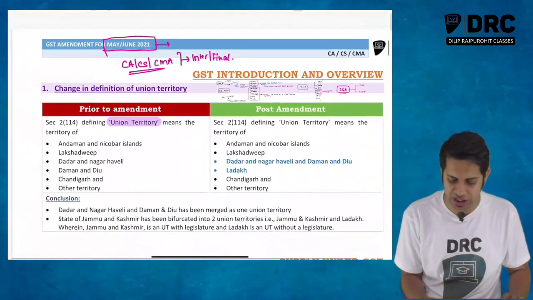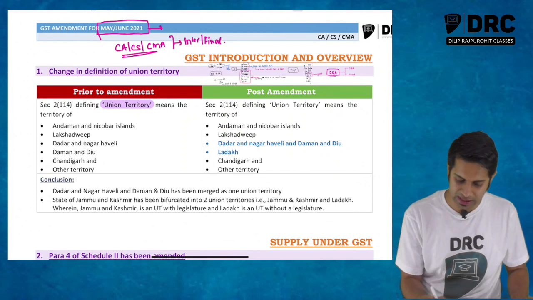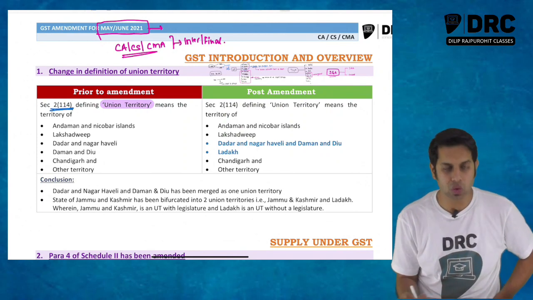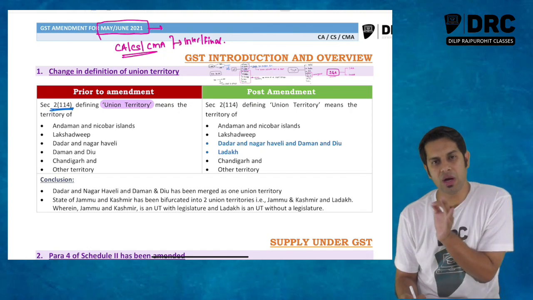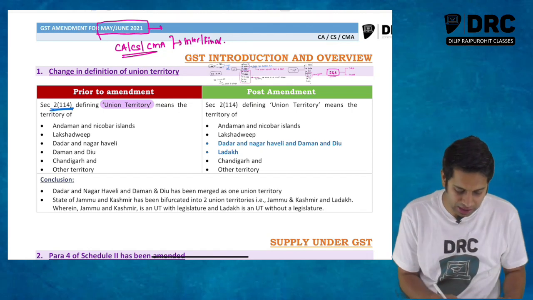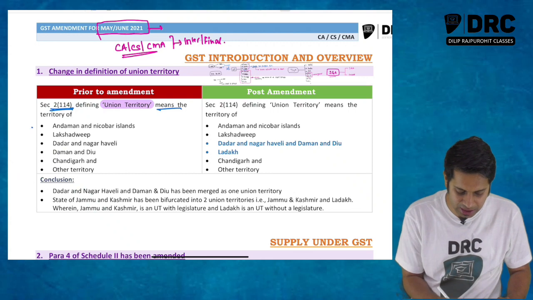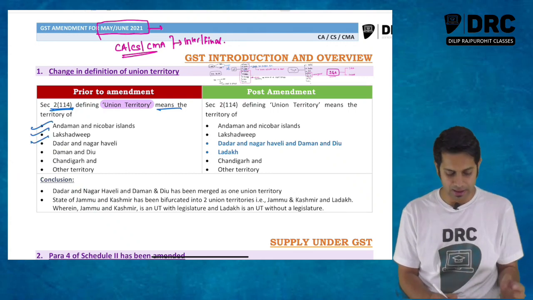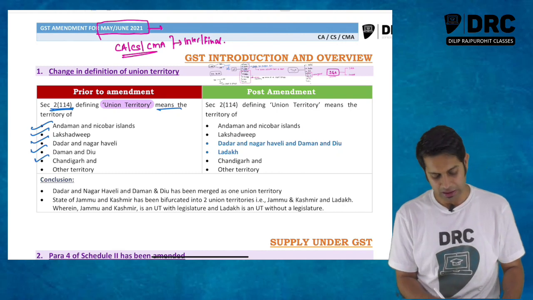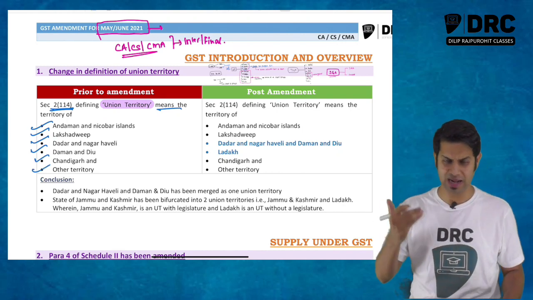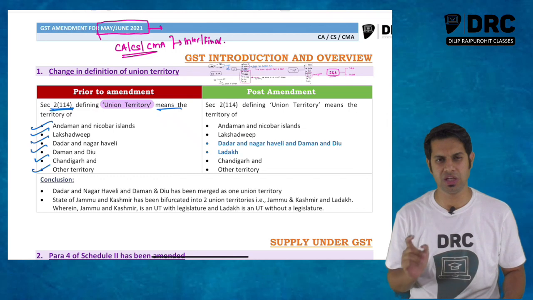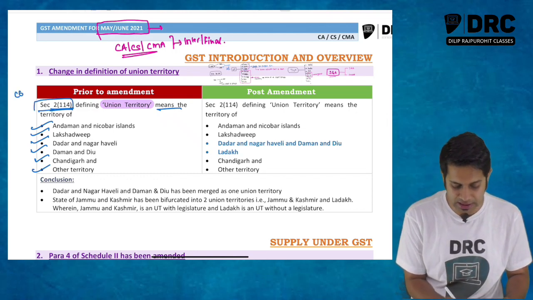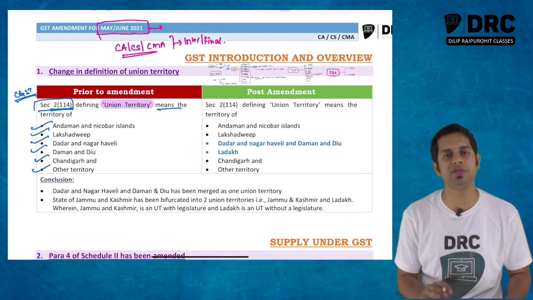So there is a small change in the definition of union territory. What is that definition telling? I'll read it for you. What is the amendment? Section 2, clause 114, defining union territory. Union territory means Andaman Nicobar Islands, Lakshadweep Island, Dadra and Nagar Haveli, Daman and Diu, Chandigarh and other territories treated as union territory for the purpose of GST. Please note this definition is from the CGST Act.